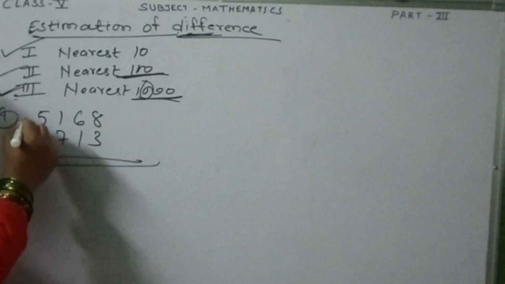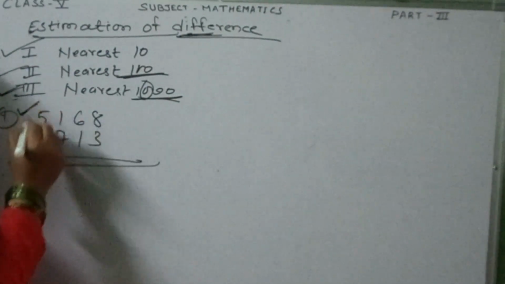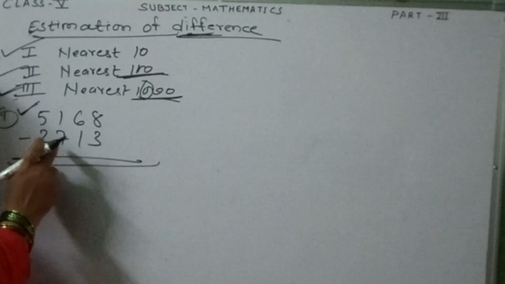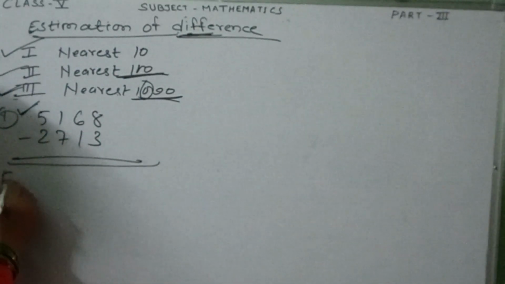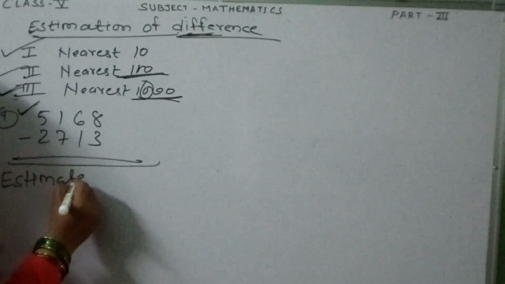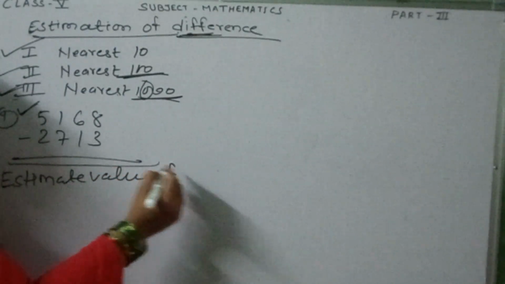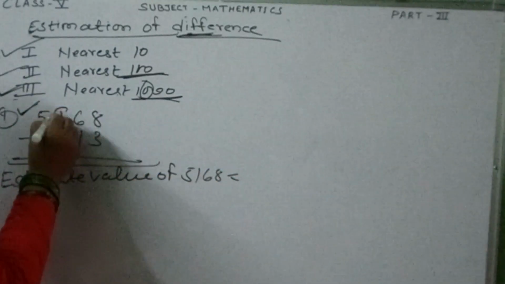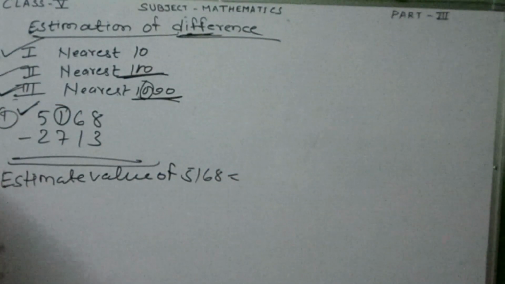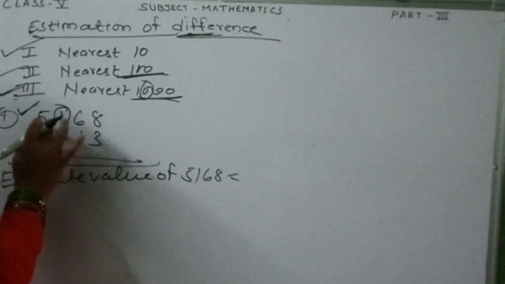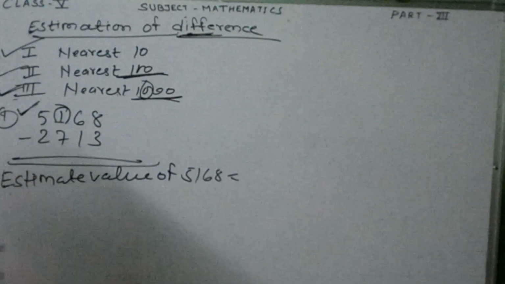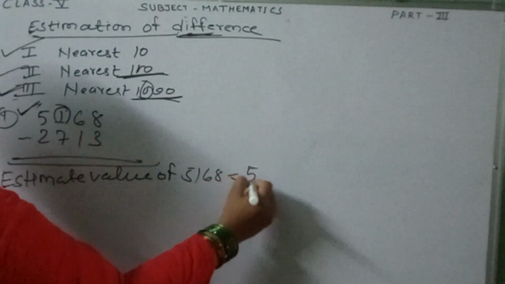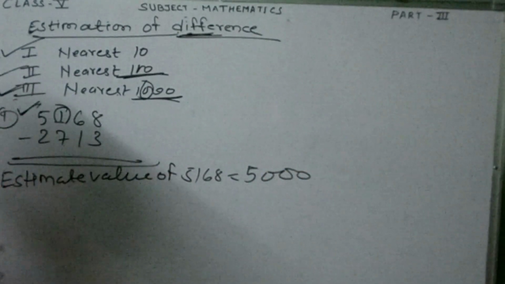Okay, now first we have to find the estimate value of 5168 and also the estimate value of 2713. Estimate value of 5168. Which digit do we have to compare? This one, the hundreds place. What is here? 1. And 1 is less than 5. So there is no need to give any more here. Simply write 5 and the next digits will be 0, 0, 0.